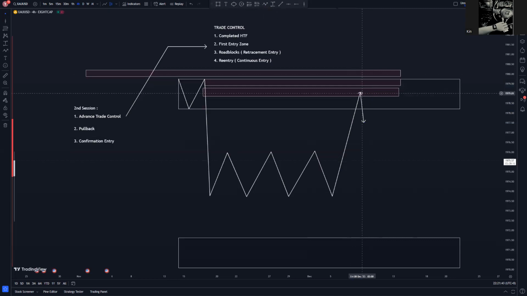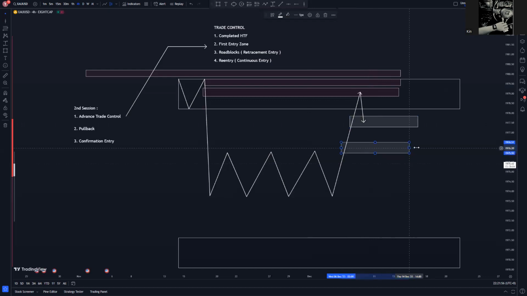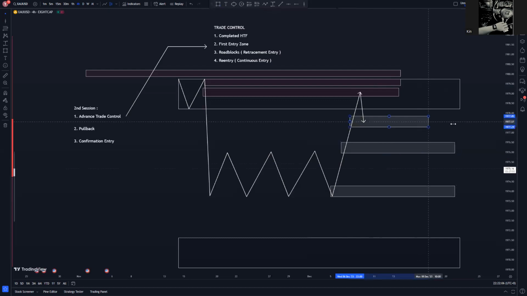So right now, if we are selling, all of our buy zones are going to be our roadblocks. Maybe you're going to have a buy zone somewhere around here, and a buy zone somewhere around here, and again a buy zone somewhere around here, something like this. All of these buy zones on M30, we're going to call our roadblocks.